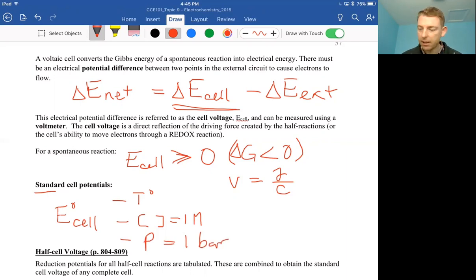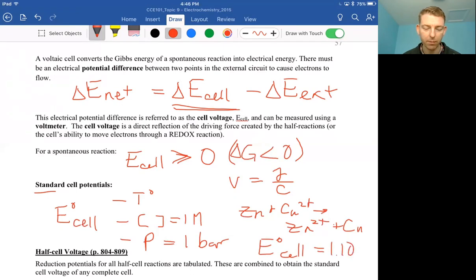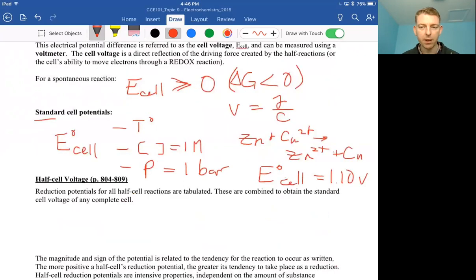Okay, and so for this zinc copper setup that we have, okay, so this will be to zinc 2+ and copper metal. The standard cell potential is 1.10 volts. Okay, and that's what we're going to say for that. We'll start on the half cells and the standard reduction potentials in the next video.